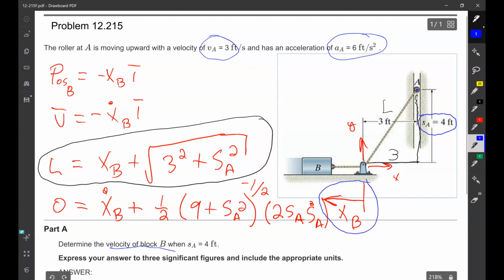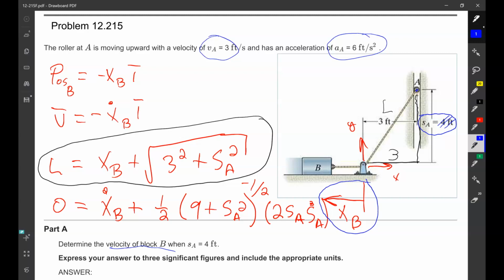Now, make sure that you don't treat SA as always equal to 4. It's not. It's going to change. You don't want to put 4 into your equation because your equation is going to be differentiated. You've got to keep it general until you finish all differentiation.